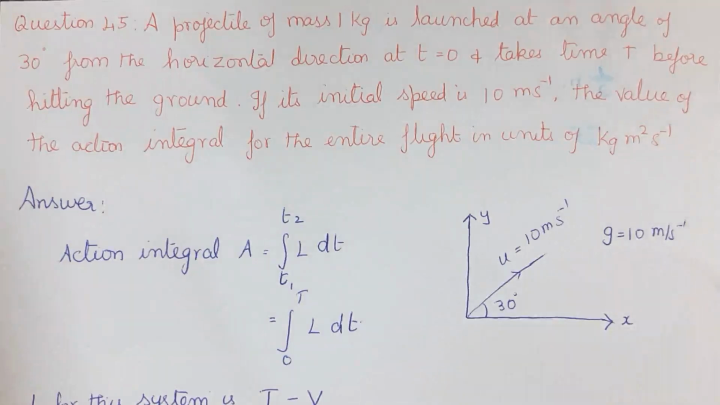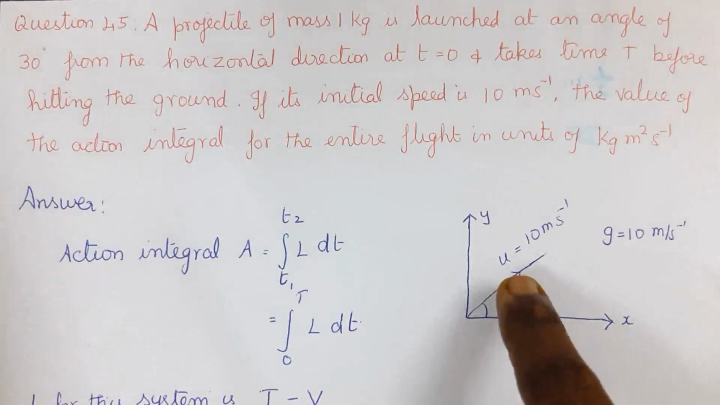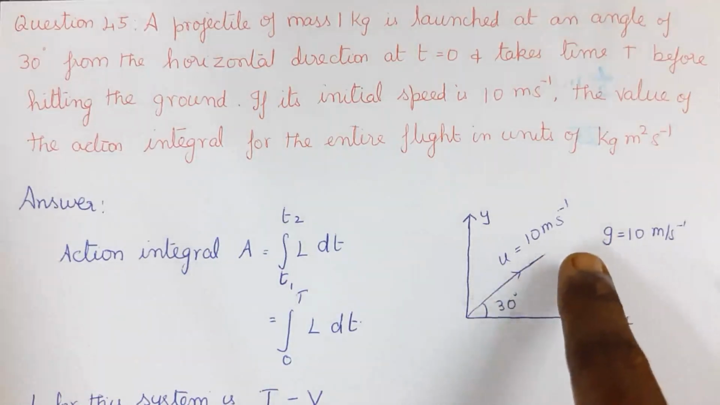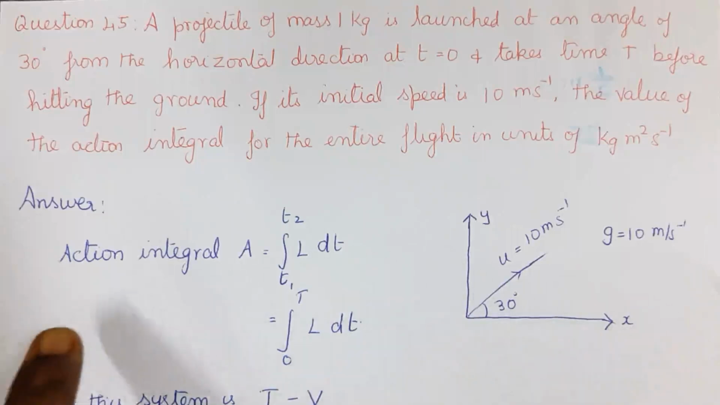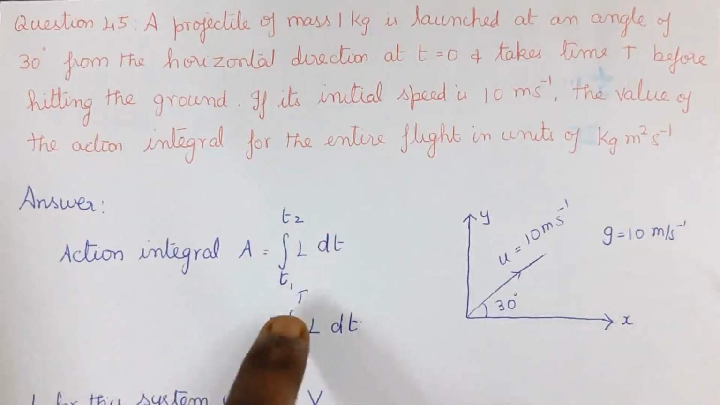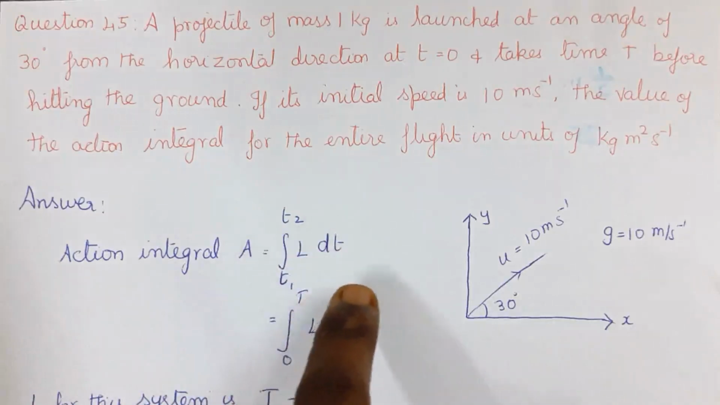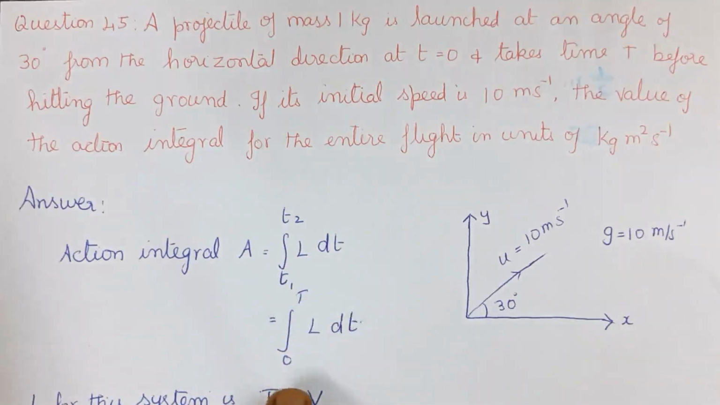In this question, they have taken an object of mass m1 kg and they have projected it at an angle of 30 degree with the initial velocity of u is equal to 10 meter per second and it hits the ground after a time of t. They have asked us to find what is the action integral for the entire flight. We know that action integral A is equal to integral from t1 to t2 of Lagrangian into dt. That is, initial time t1 is equal to 0 and t2 is equal to t. Therefore, the integral will be from 0 to t of L into dt.